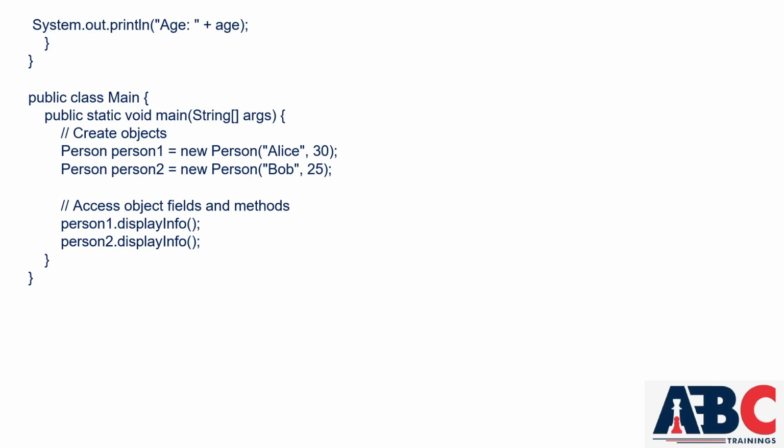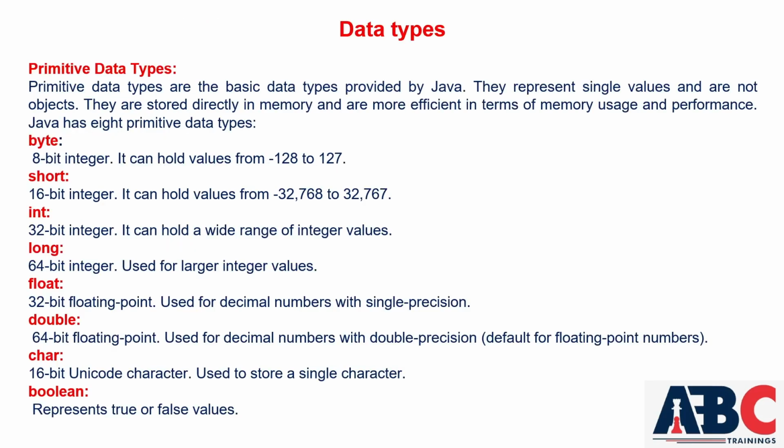We pass the parameters like Alice and 30. Then the second person is Bob and 25 age. So to access the object fields and methods, we created the displayInfo method, that means a function. We call the function displayInfo on person1 and person2 and display the information of the person.